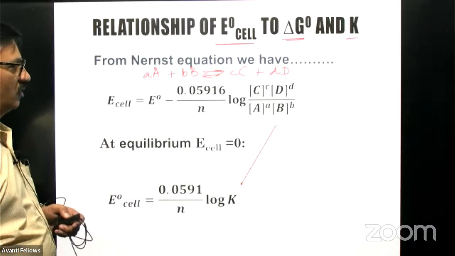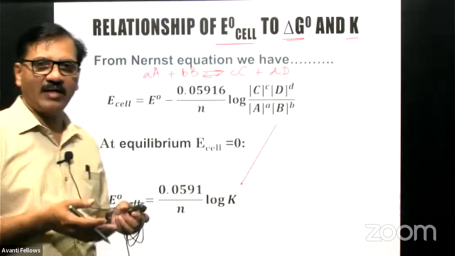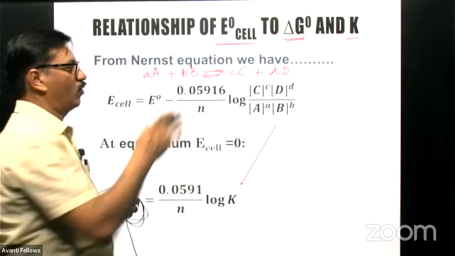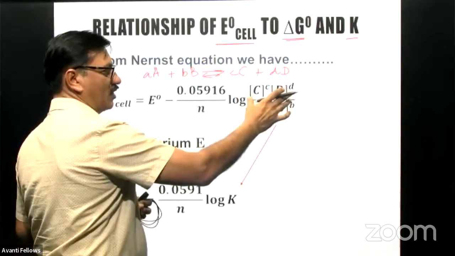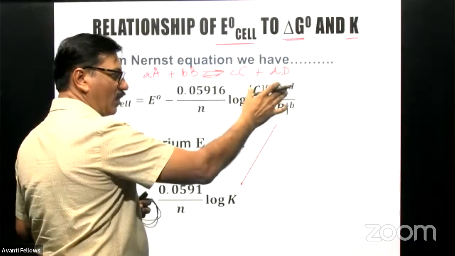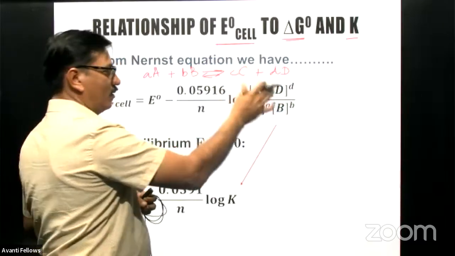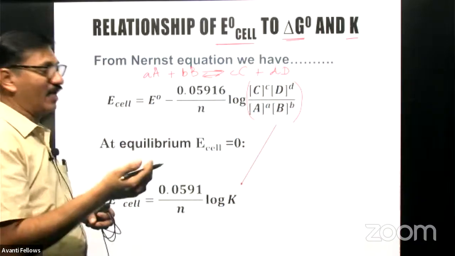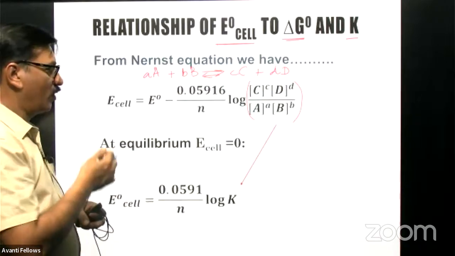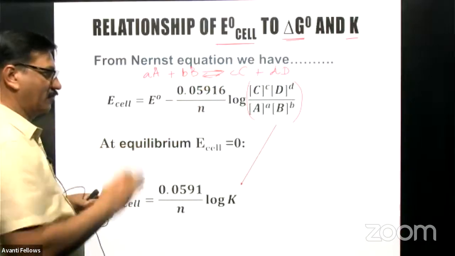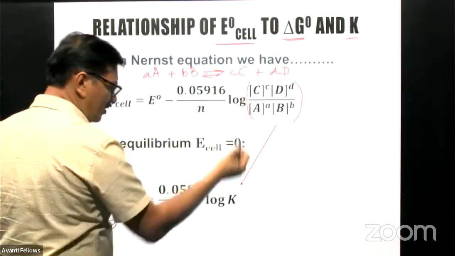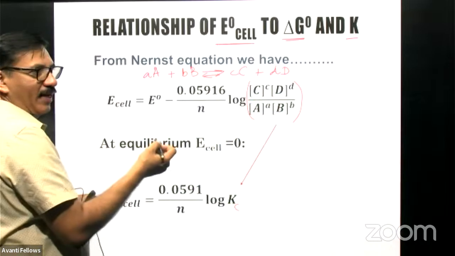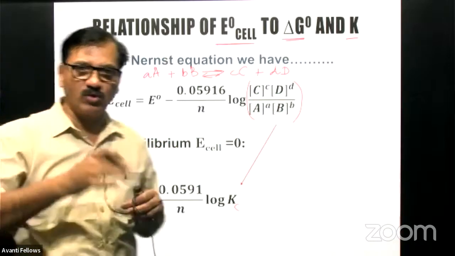Suppose the cell attains equilibrium. This is a cell reaction. By looking at the cell reaction, the equilibrium constant expression can be written. Before attaining equilibrium, this is the reaction quotient Q, right? If it attains equilibrium, there will be no change in the concentration at all, so that will be the constant Kc. This becomes a constant when equilibrium is attained, with no change of concentration.